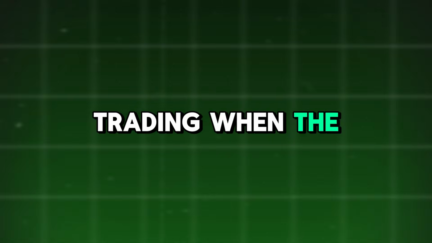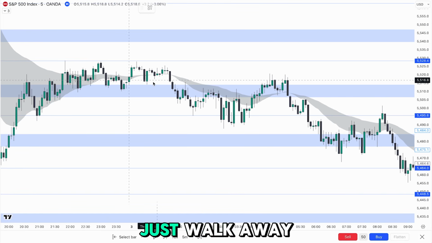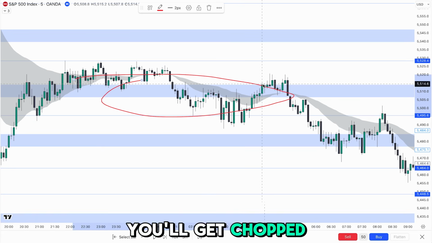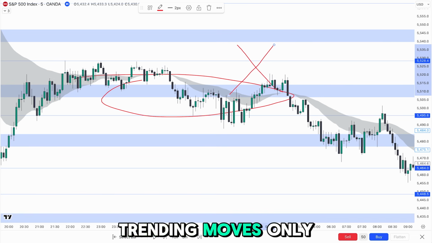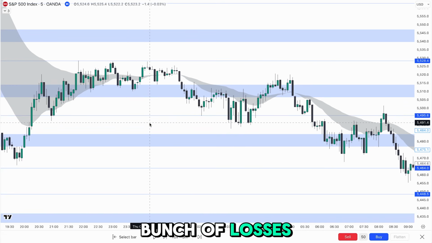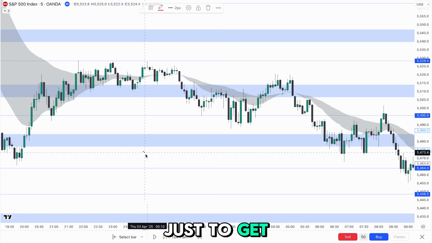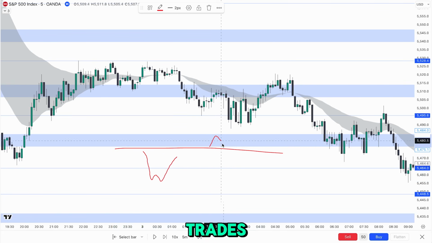Another mistake is trading when the cloud is flat. If the cloud is sideways or flipping back and forth, just walk away. You'll get chopped up trying to force trades in a range. We want to specialize in clean trending moves only. If you try to force trades, you'll probably end up with a bunch of losses, and you'll have to get a bunch of wins just to get break even. But if you wait for the right conditions and skip those trades, you'll start positive and grow much faster.